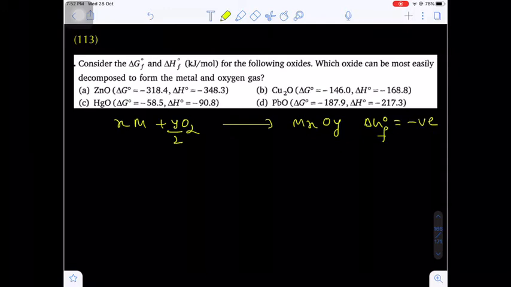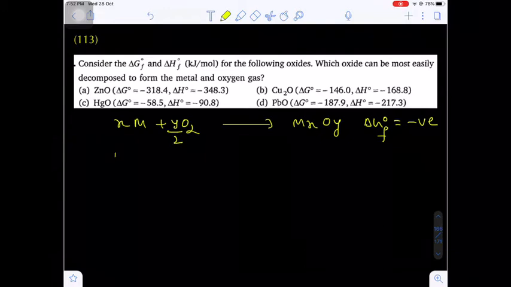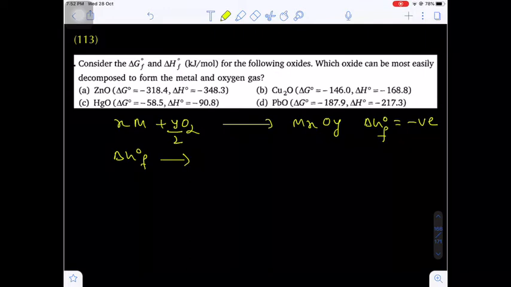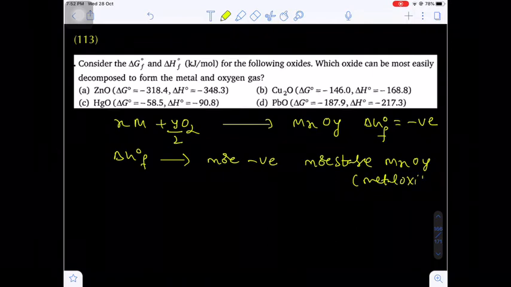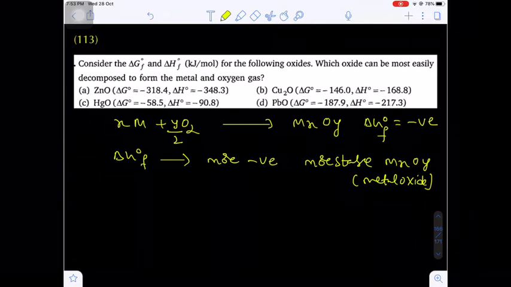Are you getting my point? If the delta G naught f value is more negative, what does it mean? More negative means a more stable metal oxide. More stable which one? Metal oxide. Yes or no? If it is more stable, this means more negative delta G naught f. Are you getting my point?